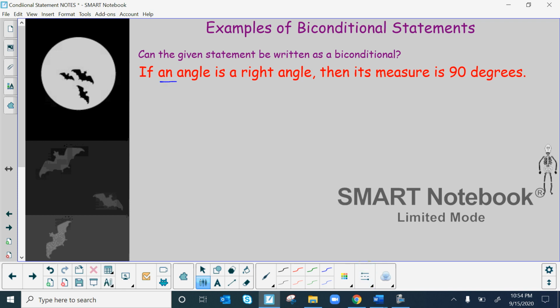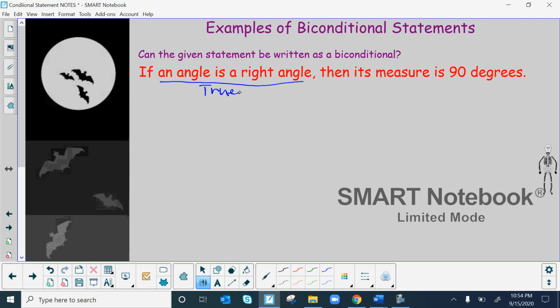So we have an angle is a right angle, okay? So you know what a right angle is. Therefore, its measure is 90 degrees. So there's no changing this right angle. You have to stick with the hypothesis. Can you show me a right angle that is not 90 degrees? You would never be able to find one, so there's no counterexample. So then this statement is true.